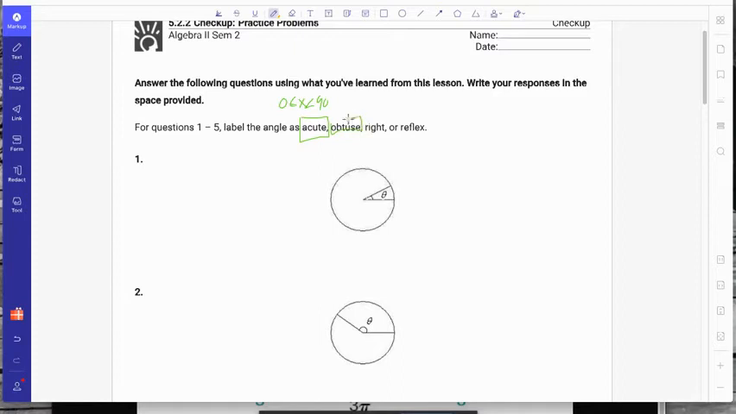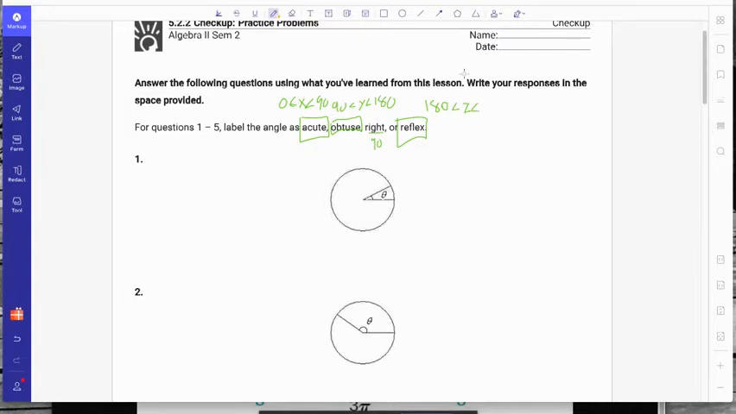Obtuse is between 90 and 180. A right angle is 90. And then a reflex angle is going to be greater than 180, but less than 360. Is it 360 or 270?